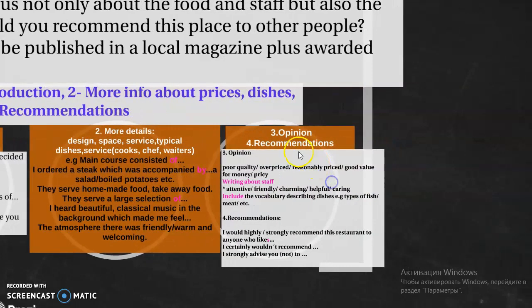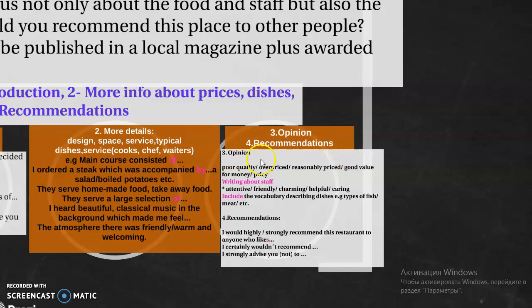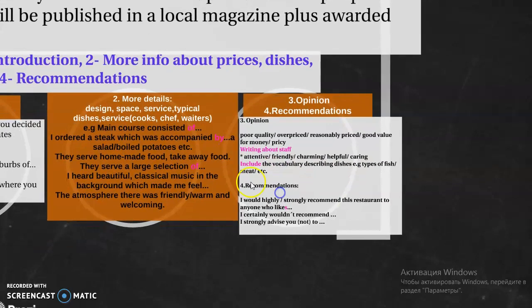And next, you will give your opinion and recommendations. Again, your opinion: poor quality, overpriced, which means it's too expensive, it's costly. Reasonably priced, good value for money, pricey. And sometimes you can write about the staff: very attentive, friendly, charming, helpful, caring. Sometimes you have to give the names of the dishes, and recommendations.